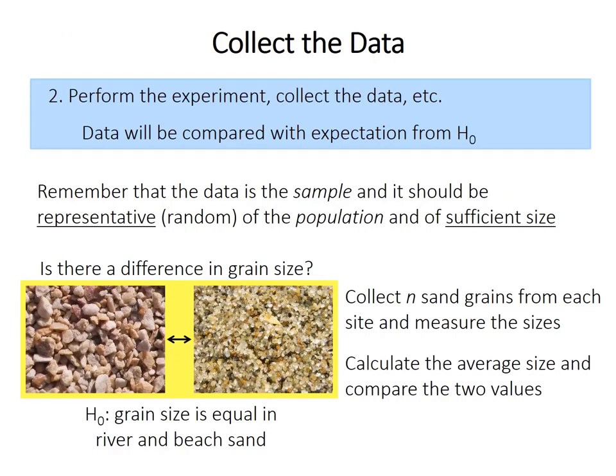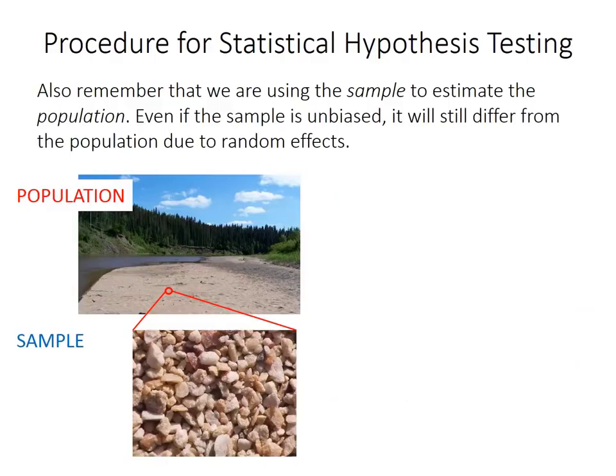We'll pick up from the point where you've chosen your null hypothesis, and you've collected the data to test that hypothesis. So imagine the case where we want to know if there's a difference in grain size between two samples of sand, for example, the example I've used in the previous videos as well. Well, we collect two samples of sand grains and measure them, and then calculate the average size, the mean size, and compare the two.